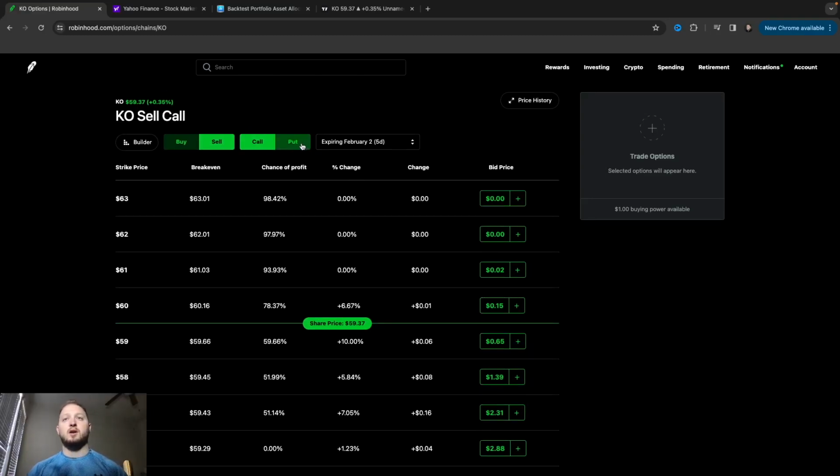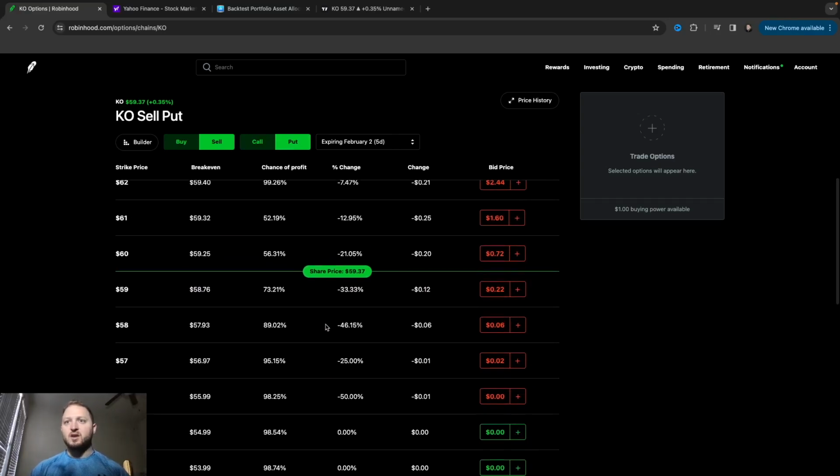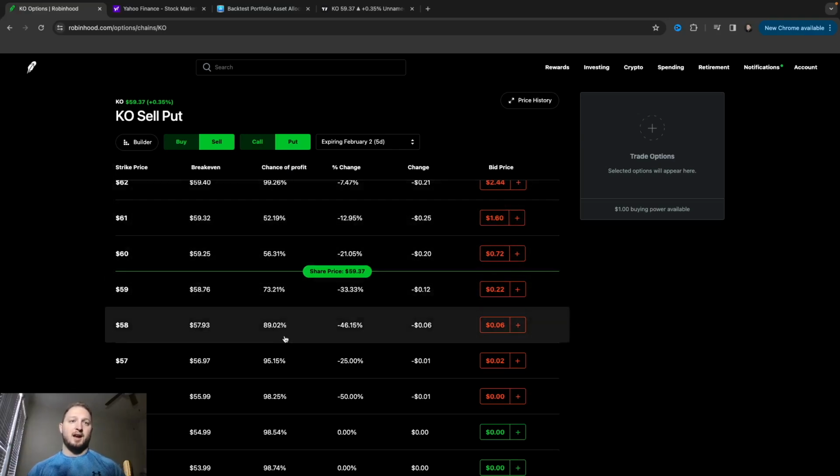And the first one is what I do, I start selling puts. Basically, if somebody's buying this, they're betting that the stock's going to go down. Now, you can see chance of profit up here. So you can go to $58 here for an 89% chance. And you collect $6, and that's every week with that $5,800.